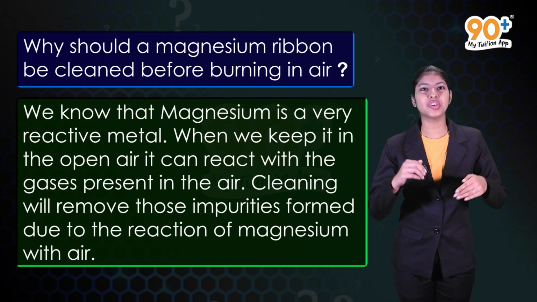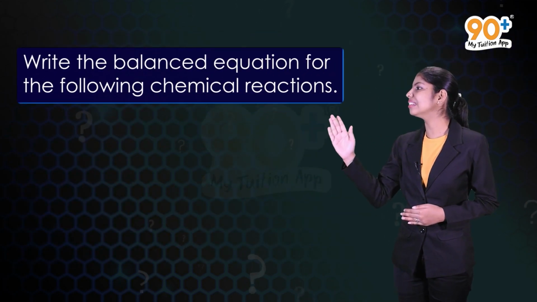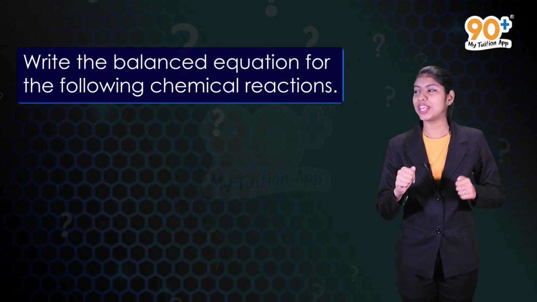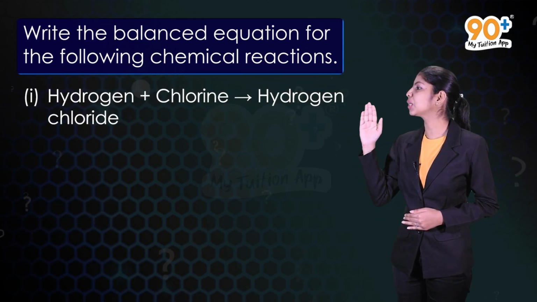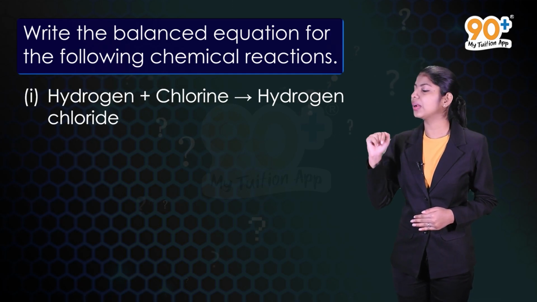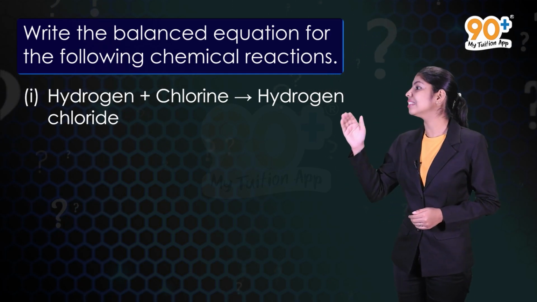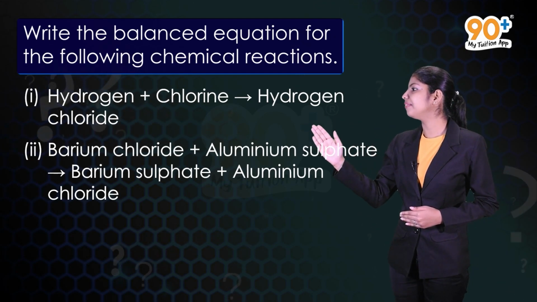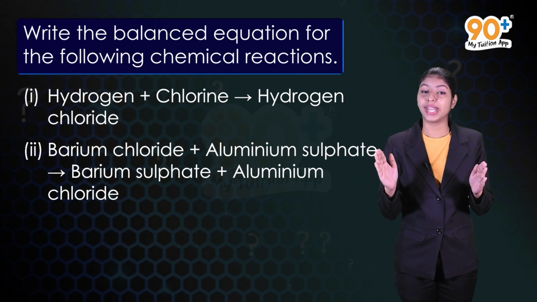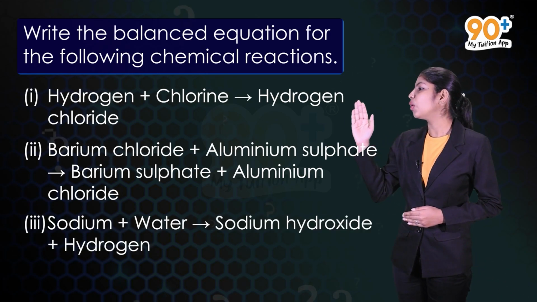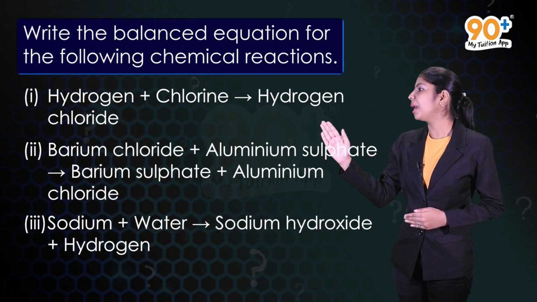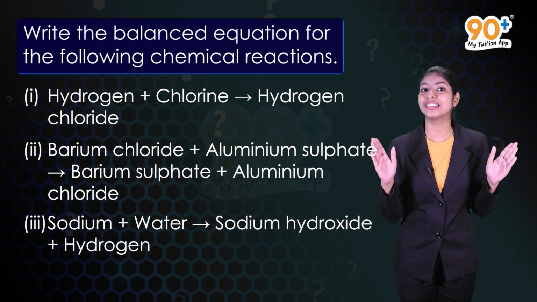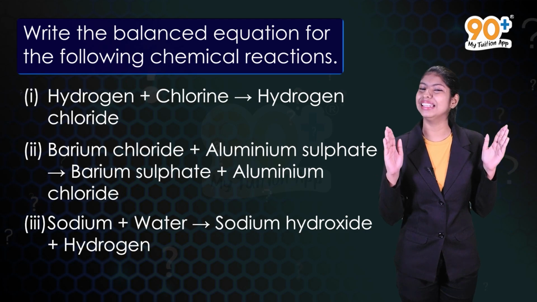Our second question is, write the balanced equation for the following chemical reactions. First reaction is hydrogen plus chlorine gives hydrogen chloride, and the second reaction is barium chloride plus aluminum sulfate gives barium sulfate plus aluminum chloride, and the third one is sodium plus water gives sodium hydroxide plus hydrogen. So friends, let's write the balanced chemical equation.